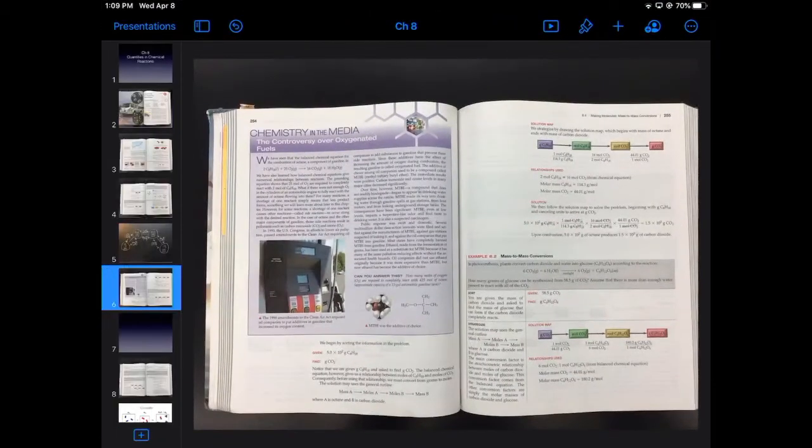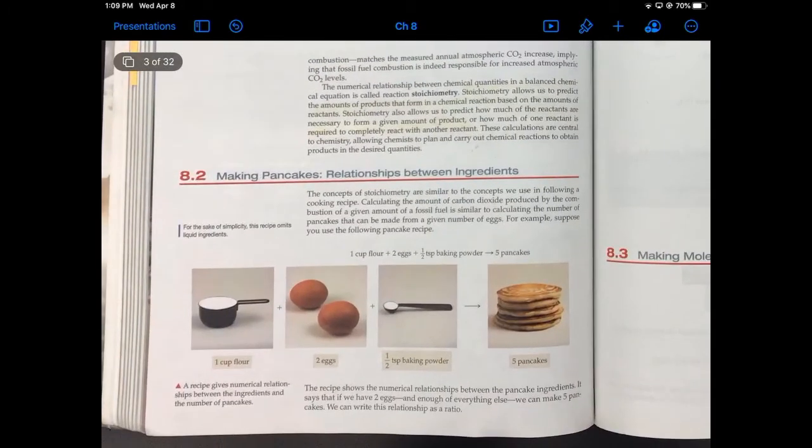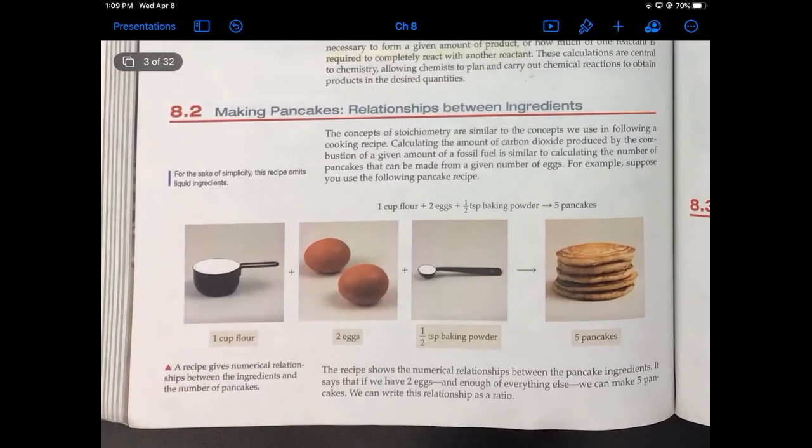And we're going to start by looking at this analogy that we first looked at, dealing with the pancake recipe. Hopefully you guys aren't sick of this pancake analogy. It's so perfect for describing what this chapter is about, and making it easier to understand. So all chemical equations, remember, are like recipes.